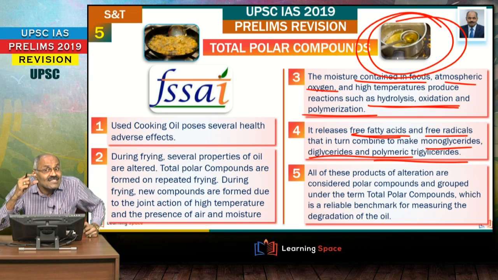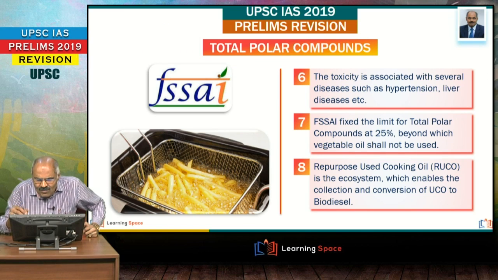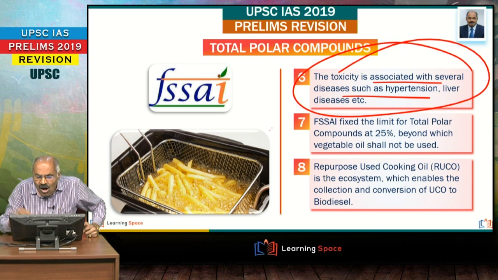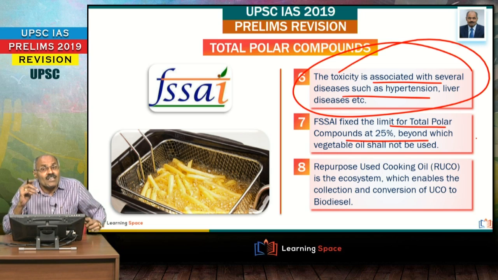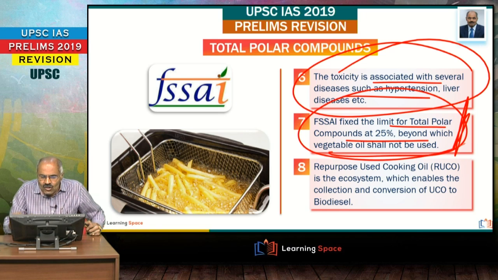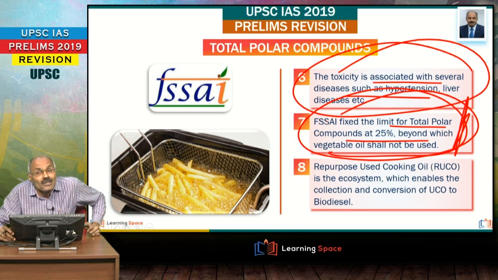And now FSSAI said in the oil, total polar compounds should not exceed 25%. Why? Because of toxicity, that means if the total polar compounds exceed 25%, they are in fact dangerous to health. That's why FSSAI fixed the limit of 25% for total polar compounds. That means beyond which the oil cannot be used, right? And what is the alternative?